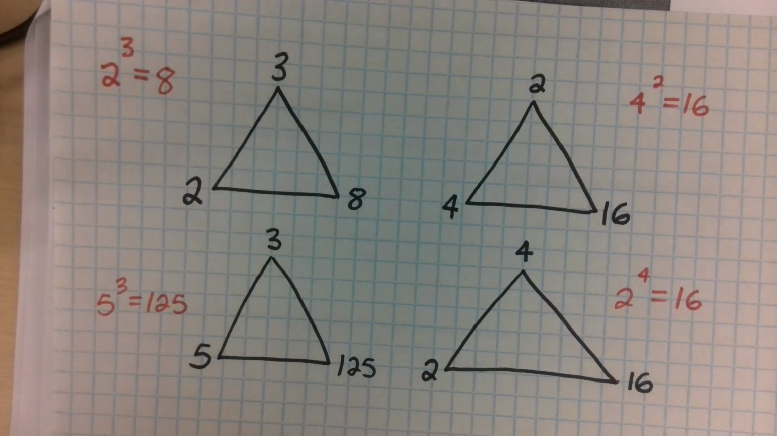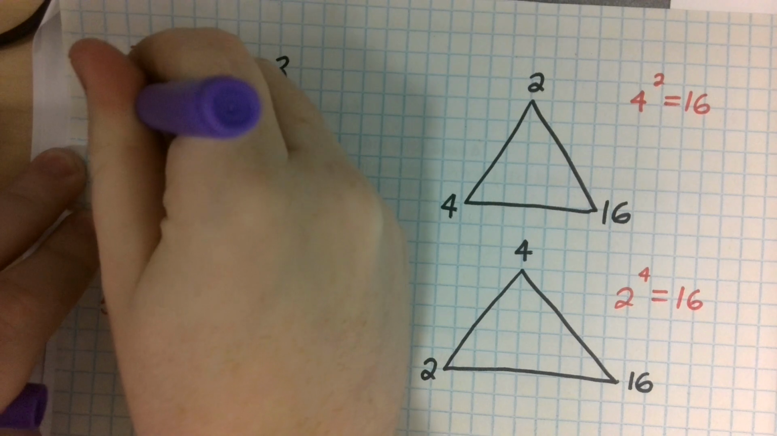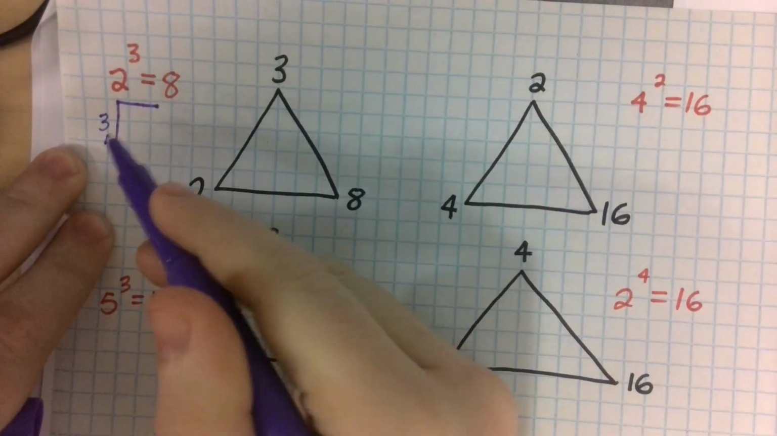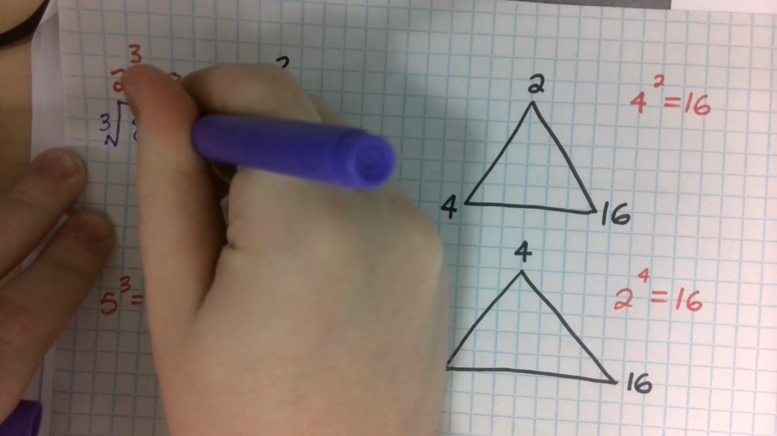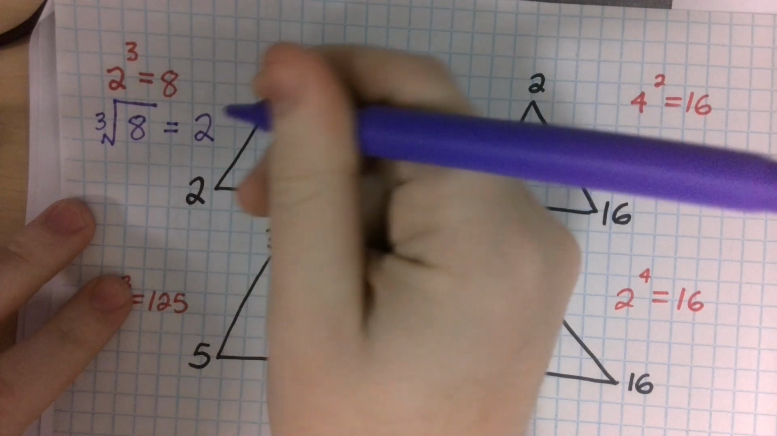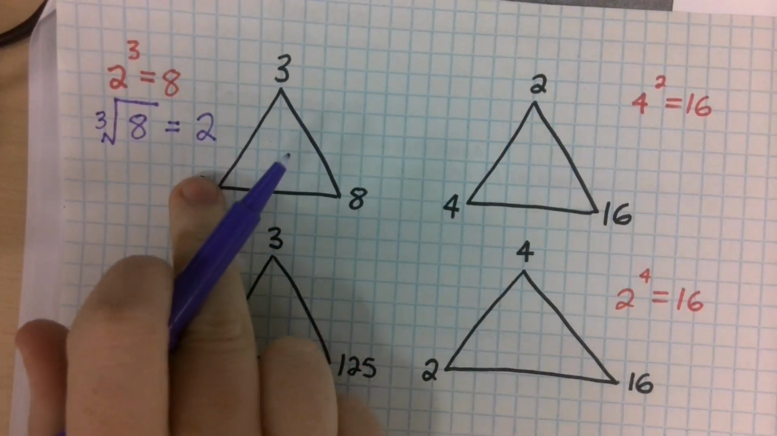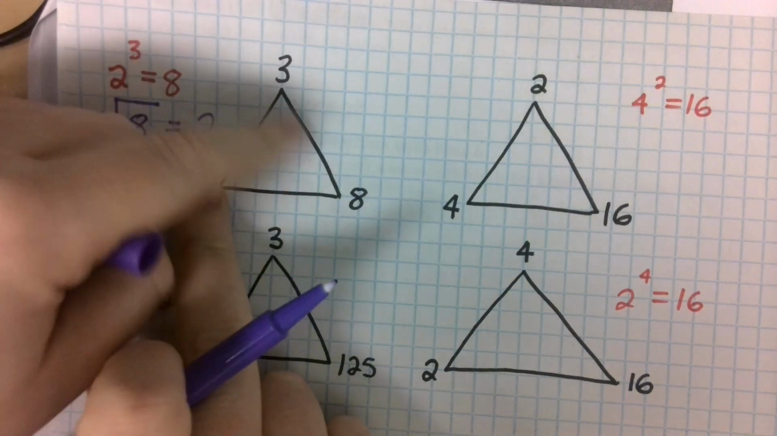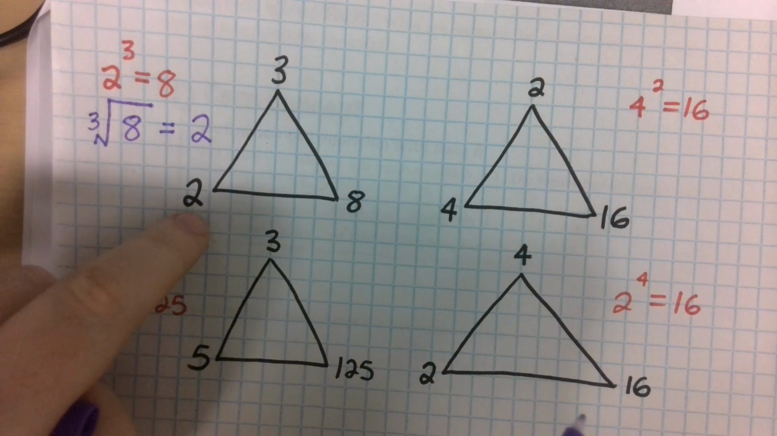Well, what if we were to take a cube root? That starts with a 3. We'll put the 8 underneath. What's the cube root of 8? It's 2. So this time we made the mystery result this number. If I just showed you these two, and you knew that you had to use cube roots, you could figure out the last one is 2.